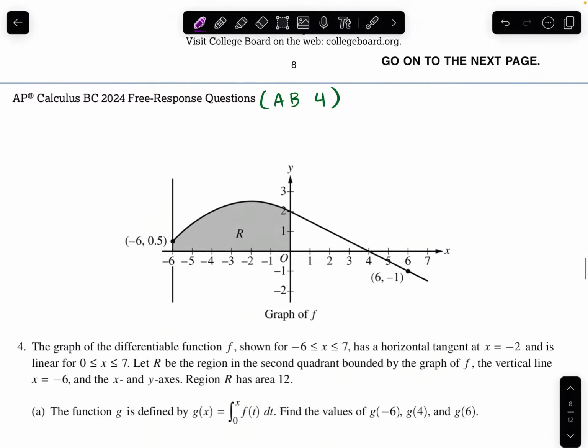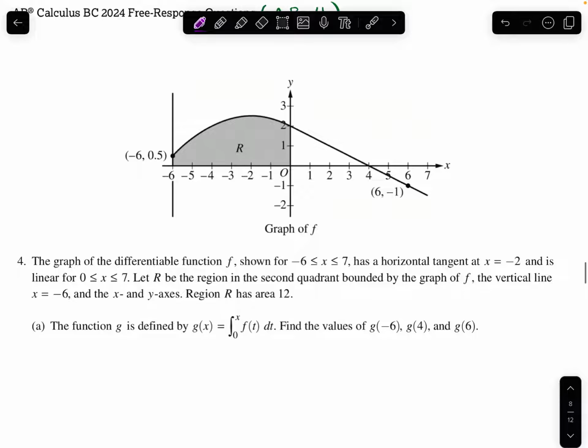I'm just going to move down here so we can see this first one. For part A, it's asking us to work with this function g that is defined as the definite integral of f of t from 0 to x. It's asking us to evaluate this function g at three different values. I'm going to move in a slightly different order. I'm going to start with g of 4 first, because you'll see in a bit that we can use g of 4 to find g of 6.